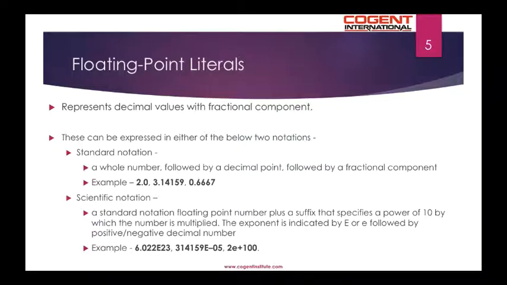0.6667. Scientific notation. It's a standard notation floating point number plus a suffix that specifies a power of 10 by which the number is multiplied. The exponent is indicated by E or small e followed by a positive or negative decimal number. Example: 6.022E23, 314159e-05, 2e+100.